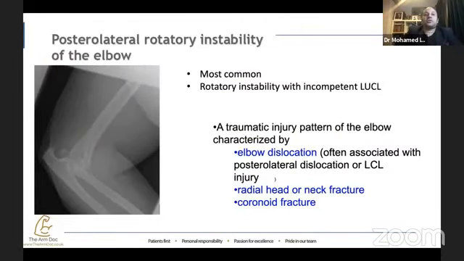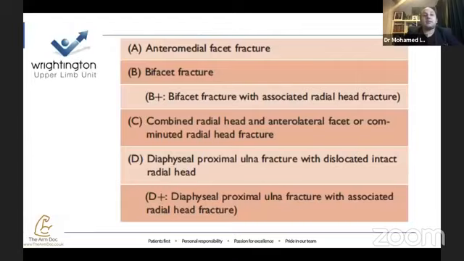We have been taught in residency and training that it is a triad of elbow dislocation with lateral collateral ligament disruption, radial head or neck fracture associated with coronoid fracture, and sometimes medial collateral ligament injury, which is in essence the same thing. So what is the Wrightington classification?